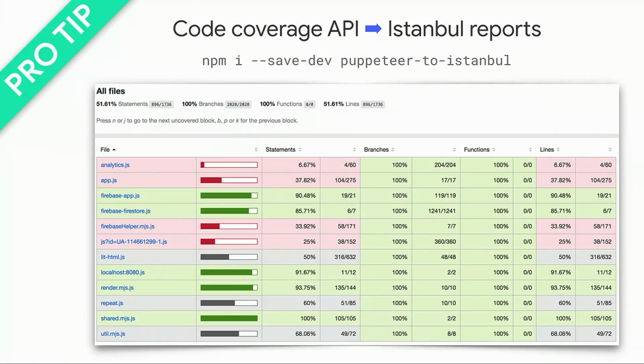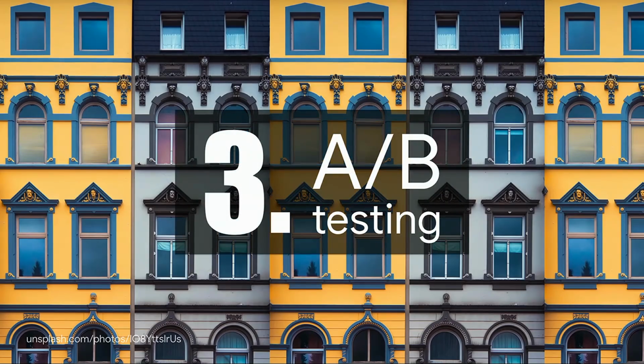There's a cool NPM package worth checking out. If you're familiar with Istanbul, it generates these amazing HTML reports. You can basically get Puppeteer's code coverage, run this thing, and get the same exact Istanbul HTML output, which is really nice. So check that out.